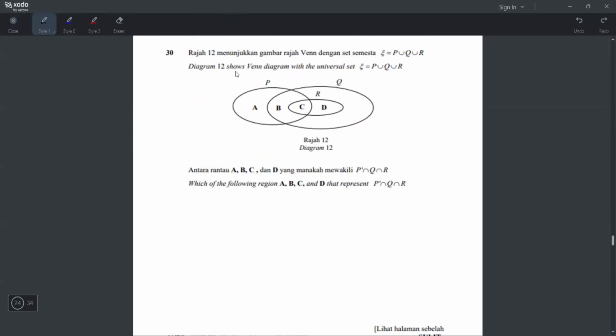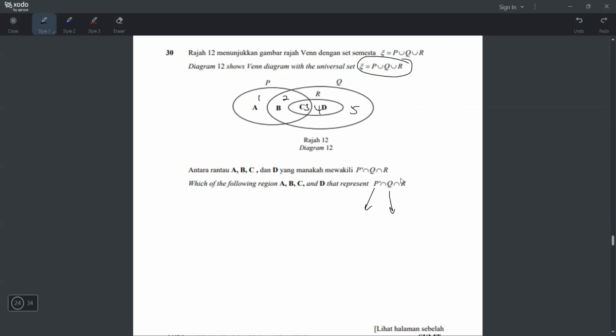Okay, number 30, diagram 12 shows Venn diagram with universal set P union Q union R. This is not important. They're just trying to tell you PQR, all these are the universal, tapi tak penting. Which of the following region A, B, C, D represent this, right? Okay, the method I will do is I will always do it like this. I will label every kawasan, every region. I will just label 1, 2, 3, 4, 5 like this, right? And then I will start to look at the soalan and try to see which one is the region lah.